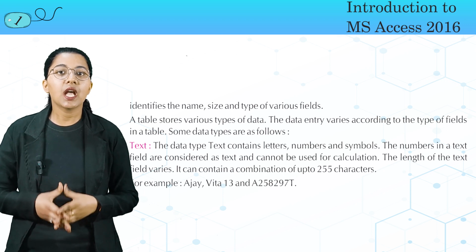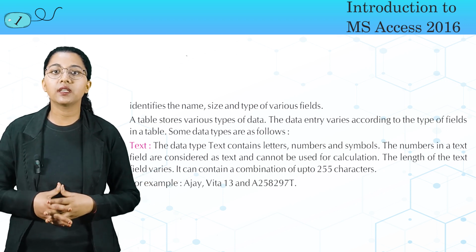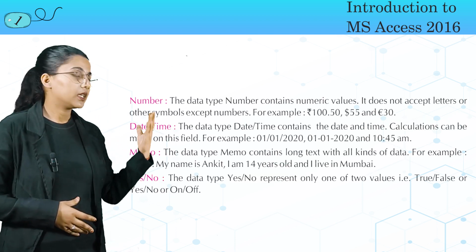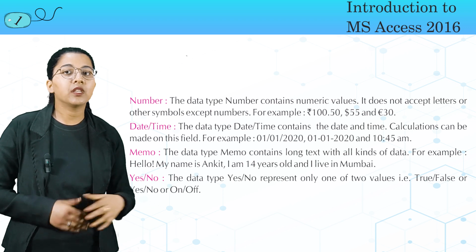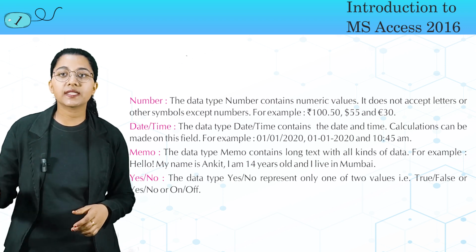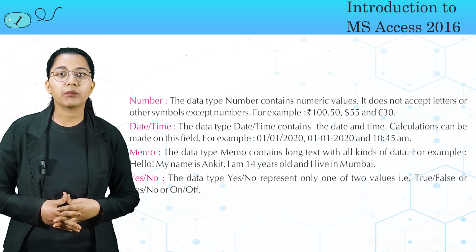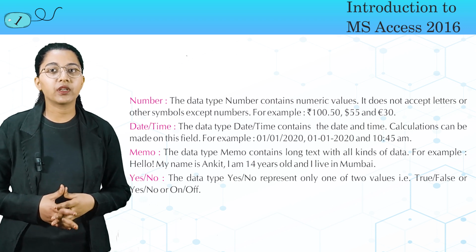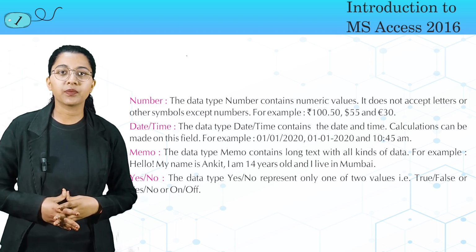For example, Ajay Vita 13 and A2582970. Now next is number. The data type number contains numeric values. It does not accept letters or other symbols except numbers. For example, rupees 100.50, $55 and euro 30.